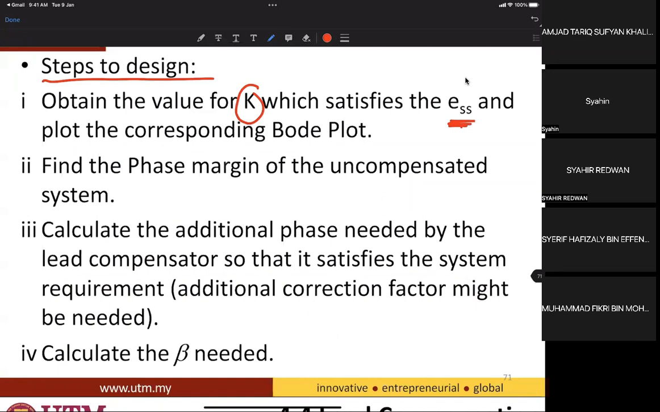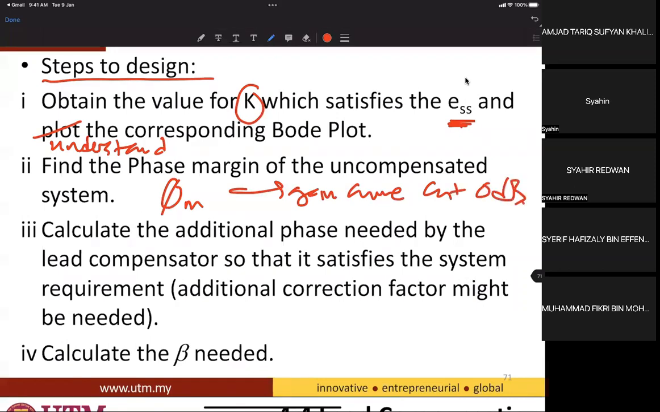And then, understand the corresponding Bode plot. The plot is given, so you do not need to plot it, like the test last week. Find the phase margin of the uncompensated system, where the gain curve cuts 0 decibel.